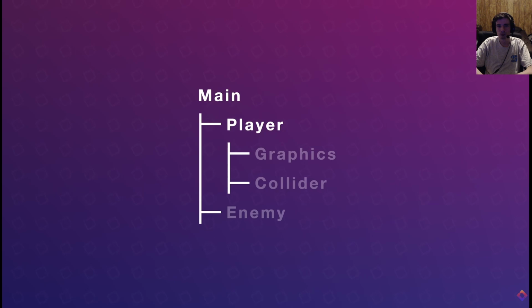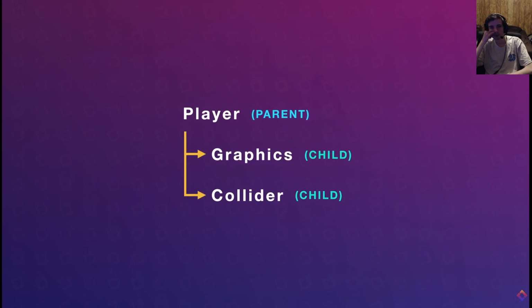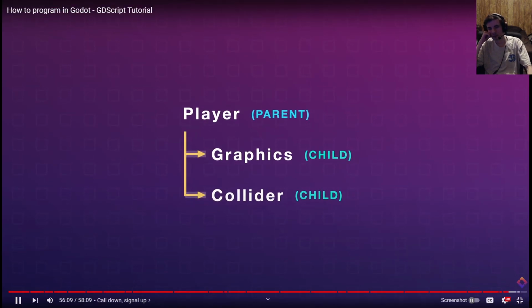When looking at two nodes where one is right above the other, we say that they have a parent-child relationship. The node that is above is the parent, and the node that is below is the child, and that child might also have a child, and so on. Call down, signal up means that nodes are fine to call functions on the nodes below them in the hierarchy, but not vice versa.